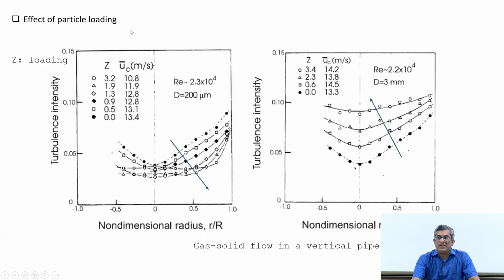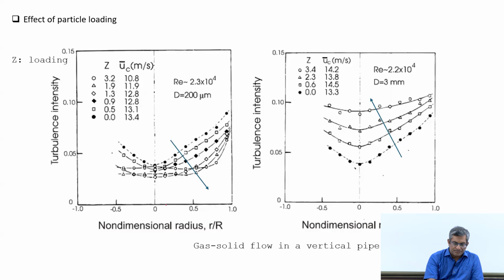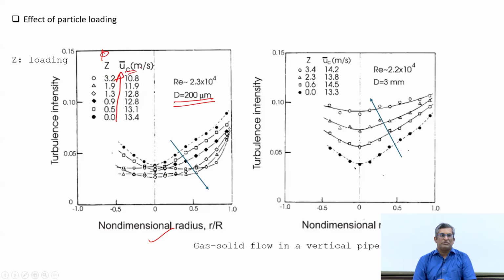Now, effect of particle loading. So, what happens if we increase the mass loading ratio, or the particle mass compared to the mass of the carrier phase? What happens if we go on increasing it? Here, in the left side plot, they have used particles of the same size, 200 micron particles only, but the loading increases. Here the Z refers to loading. So, the loading increases and they have measured the particle velocity also.